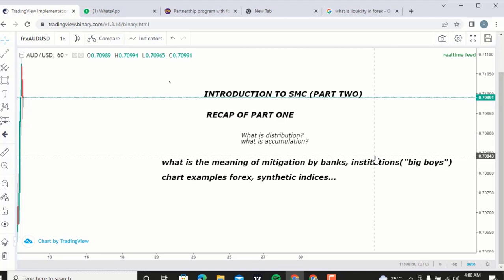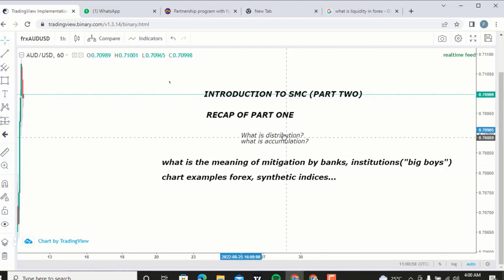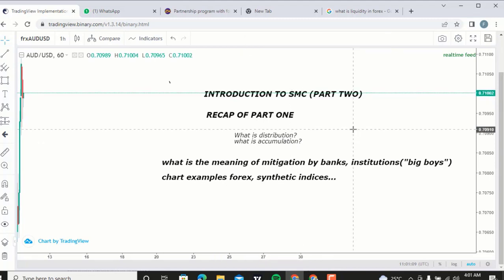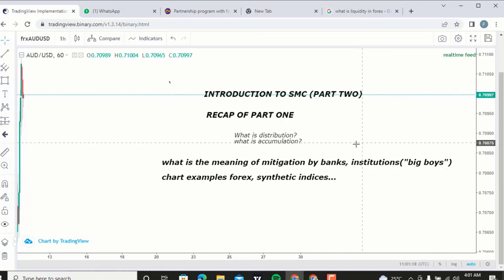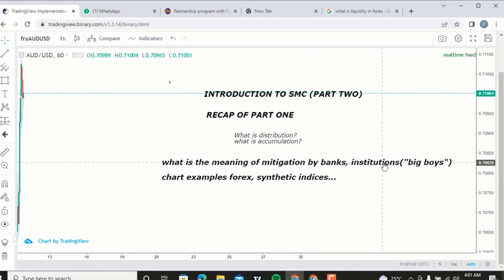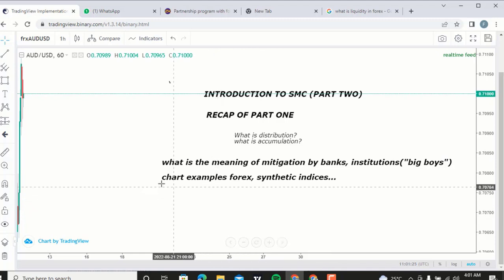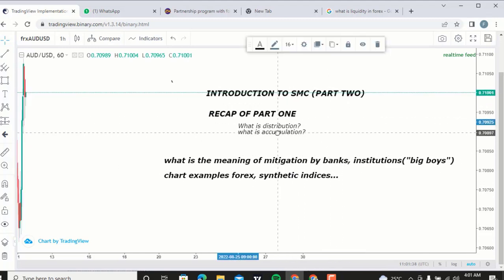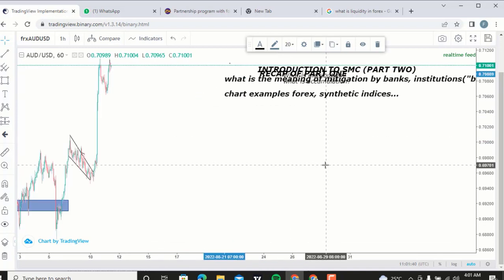In today's video we'll be talking about what distribution is and what accumulation is, as part of the concepts used in the smart money concept as a whole. We will equally talk about mitigation by the banks and institutions, which I usually call the big boys. I will show you chart examples from forex pairs, metals, even indices, to show you that this concept works everywhere. So, about distribution and accumulation.